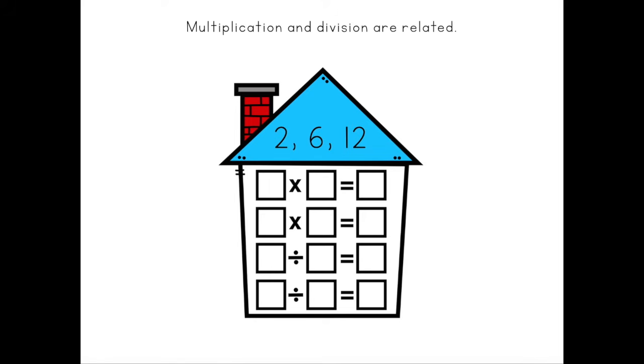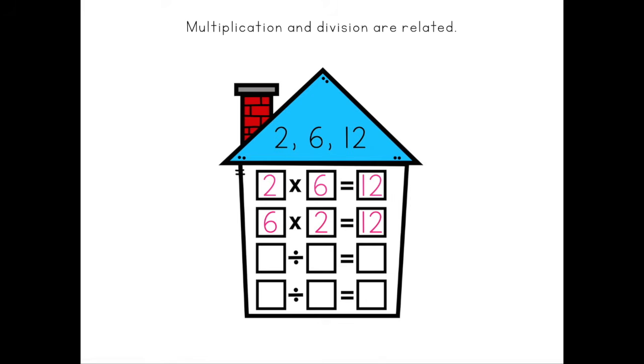My first multiplication sentence will be 2 times 6 equals 12, because 2 groups of 6 gives me 12. You'll remember that the commutative property tells us that we can switch the 2 and the 6 and come up with the same answer. So 6 times 2 equals 12.